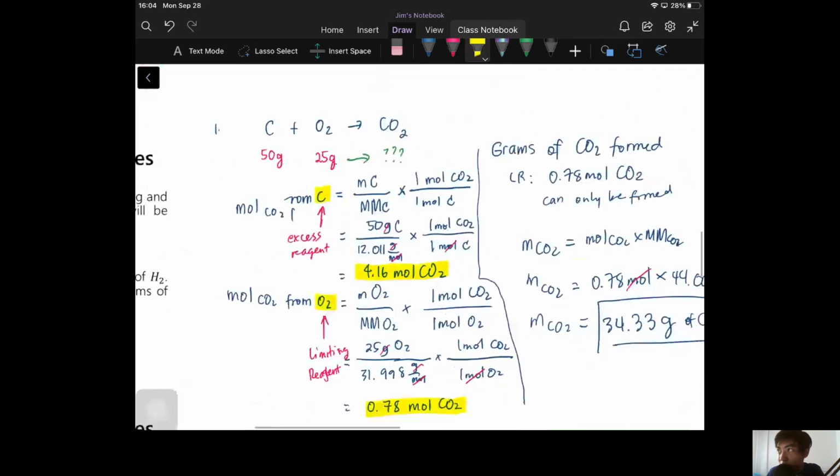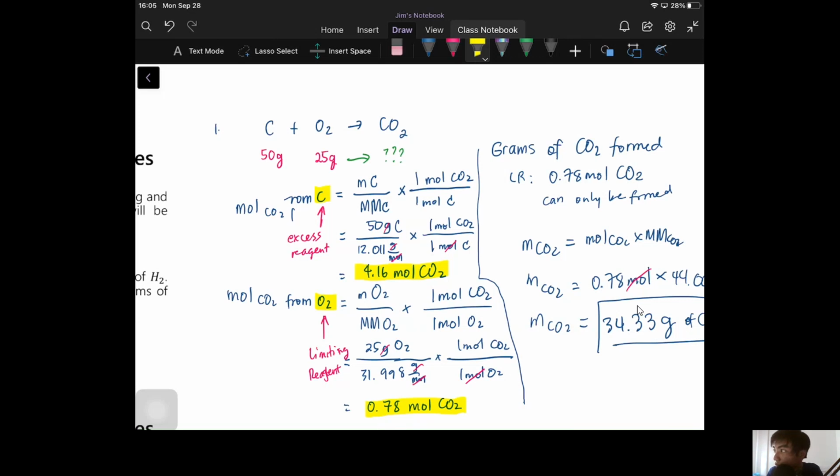All you have to do is convert your reactants to the product. Then, to identify the limiting reagent, it is the one that gives you the least amount of product, and the excess reagent will give you the most amount of product. In identifying the theoretical yield, you use the amount of product given by the limiting reagent. So this is the theoretical yield.